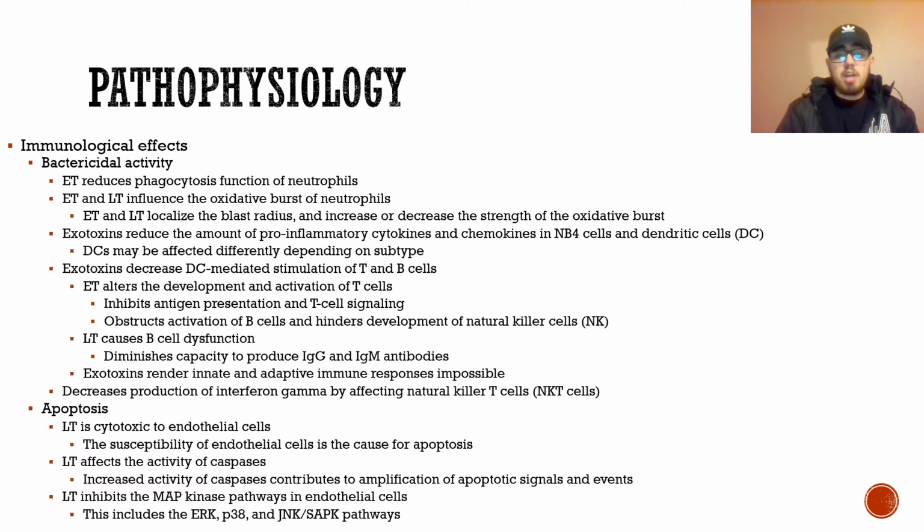LT, or lethal toxin, causes B cell dysfunction, and that dysfunction diminishes the capacity to produce IgG and IgM antibodies. And these antibodies are very important when it comes to innate and adaptive immunity or immune responses. So because it's diminishing the capacity for this and inhibiting antigen presentation and activation of B cells, this will render innate and adaptive immune responses impossible on the pathogen. It also decreases production of interferon gamma by affecting natural killer T cells, and natural killer T cells are basically a rare lineage of natural killer cells from the T cell lineage.